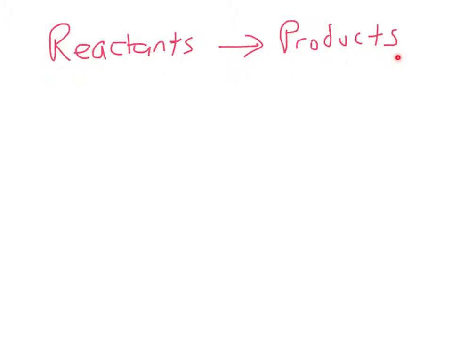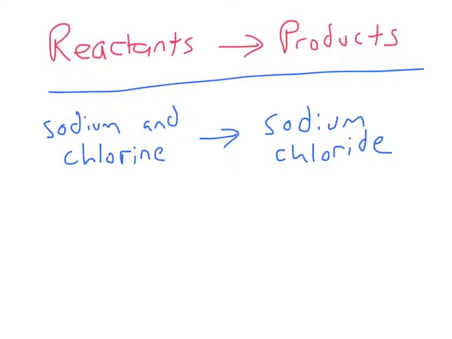Question, reactants are before, products are after. Before and after what? The reaction. Good. So that's an example of a chemical reaction. Sodium and chlorine react to produce sodium chloride. So sodium reacts with chlorine to produce sodium chloride. In this case, I have two reactants and one product.